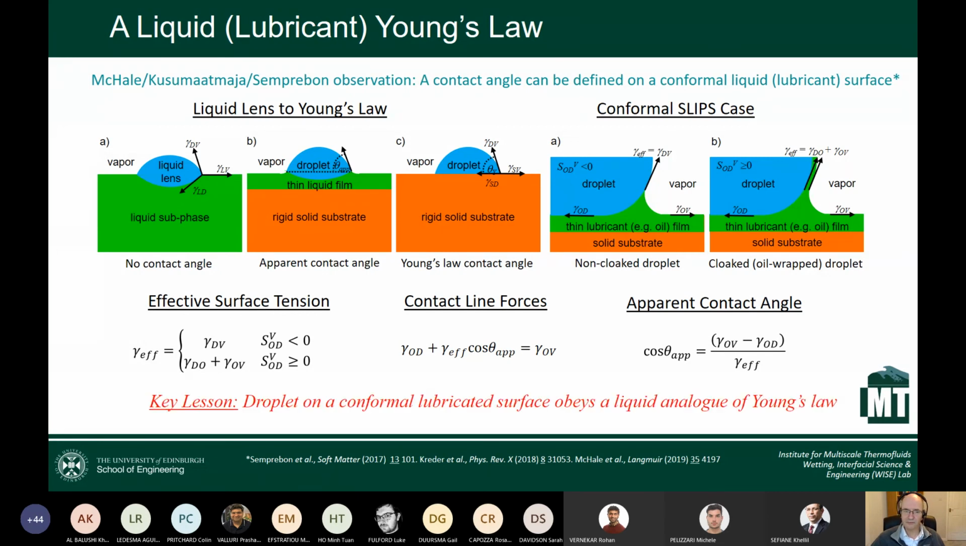of Young's law. And so droplets on what we call conformal lubricant surfaces obey a liquid analogue of Young's law. Conformal here simply means the lubricant is thin and is retained by the solid surface, no matter what shape it adopts.